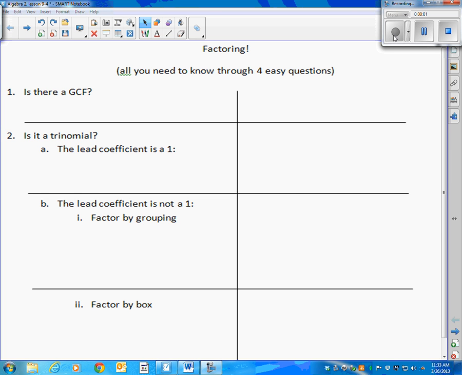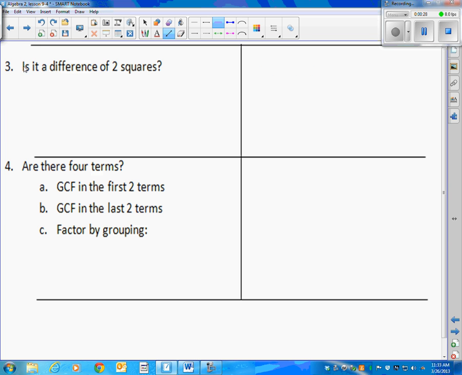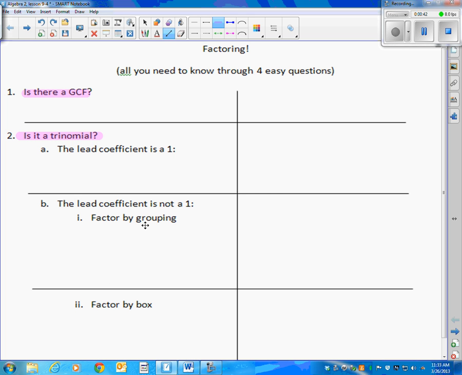In this lesson, we're going to review the different ways to factor any polynomial. We can do this by asking 4 easy questions. First off, with any polynomial, you must consider, is there a greatest common factor? After determining that, we look at it and see, is this a trinomial? If it's not a trinomial, look and see, is it a difference of 2 squares? If not, are there 4 terms involved? Once you decide which one of the 4 questions to go into, then we'll do a further discussion on factoring.